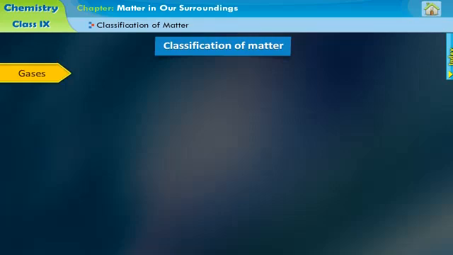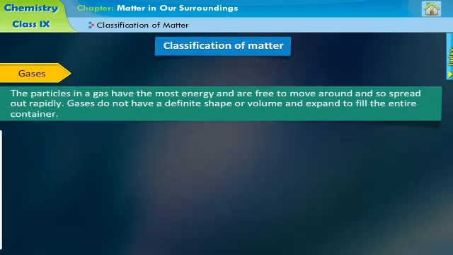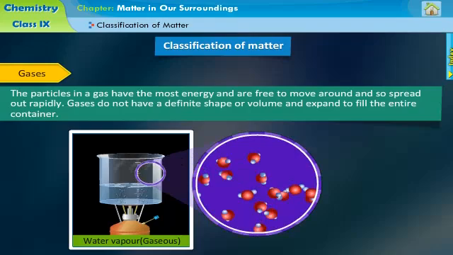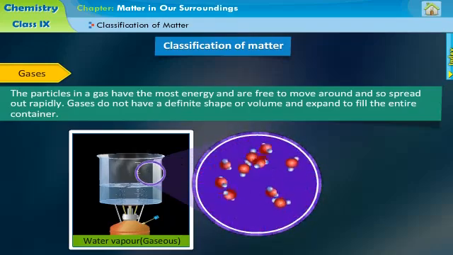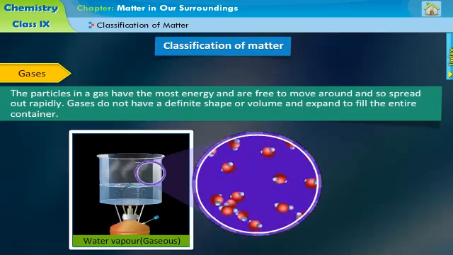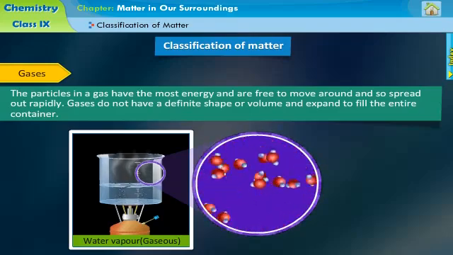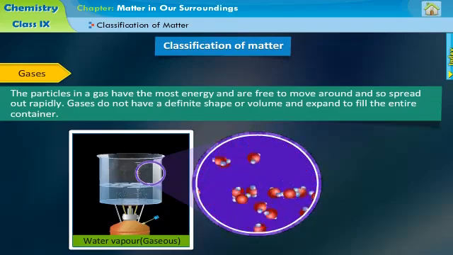Gases. The particles in a gas have the most energy and are free to move around and so spread out rapidly. Gases do not have a definite shape or volume and expand to fill the entire container.